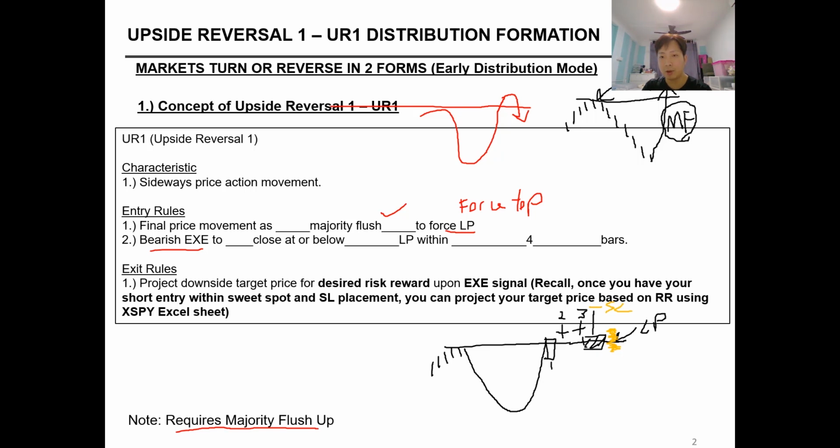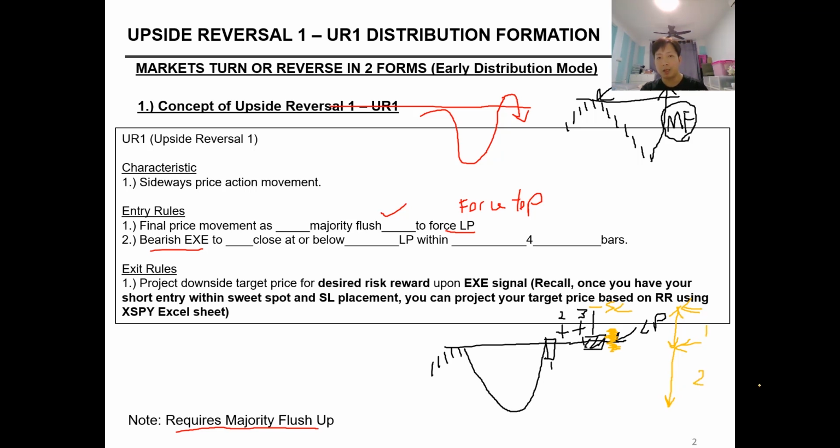In this case, it's anywhere in this yellow zone. And then you're going to project your target, right? So stop loss is here, your entry somewhere here, right? Your stop loss somewhere here. Let's say you're aiming for a 1:2 projection target. You can use a SPY Excel sheet to do a projection to find how many shares to short, and this will give you your target, let's say 1:2 risk reward.